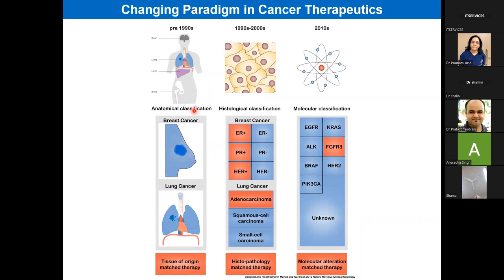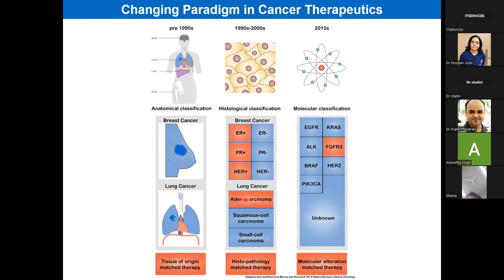Then we started understanding certain molecular features of the tumor, which includes presence of PR and HER2 in breast cancer, or TTF1 in lung cancer. All of these molecular markers were used for classification, but not for direct therapy. What do I mean when a lung cancer tumor is positive for TTF1? We don't target TTF1 directly. There is no drug for TTF1 because it is not a targetable oncogenic driver. So even though the classification in this era was driven by certain molecular markers, this is not truly a molecular classification era, and this is not a molecularly targeted therapeutic era.